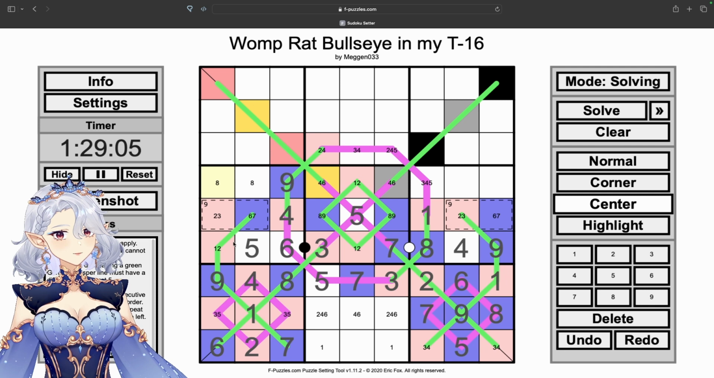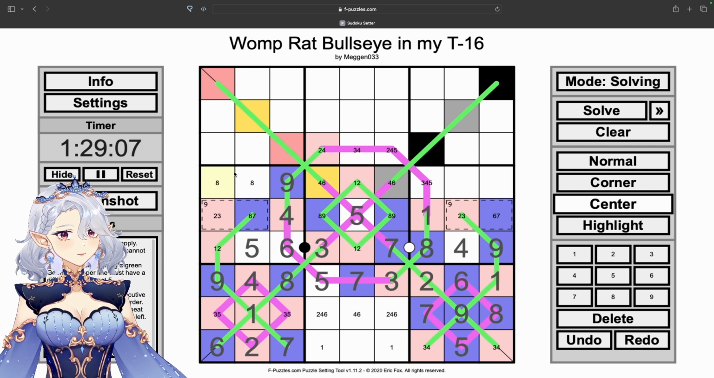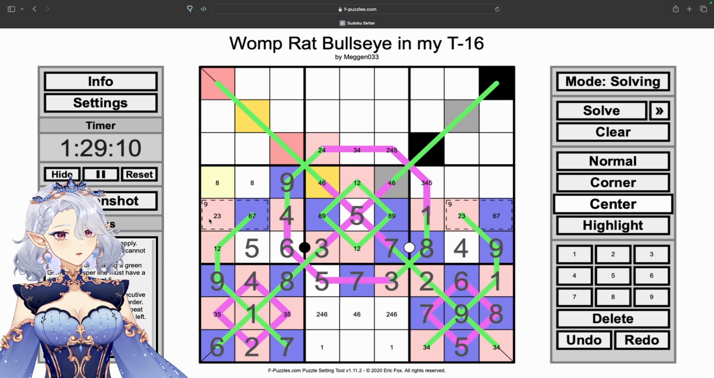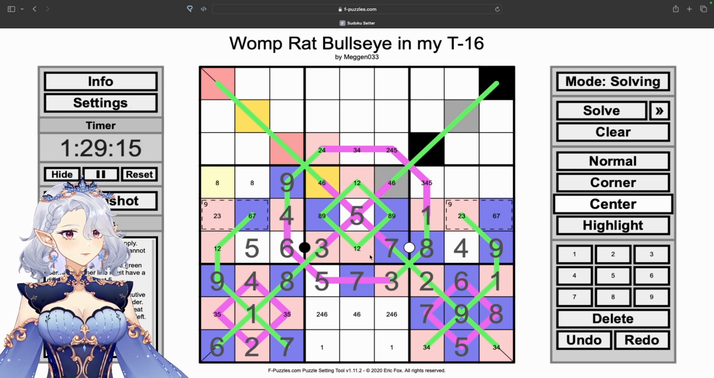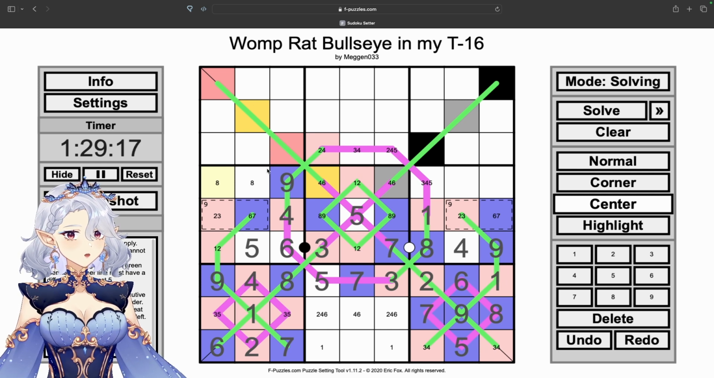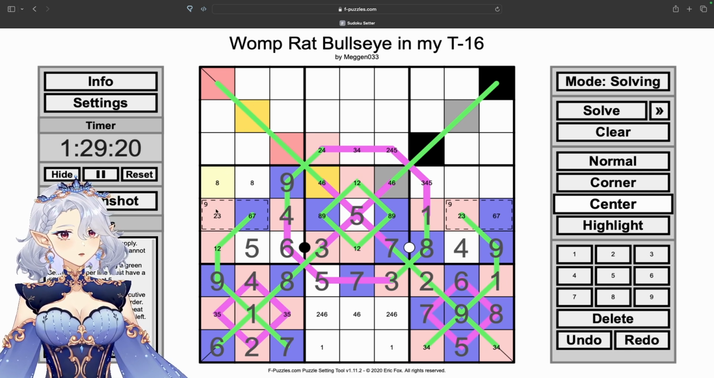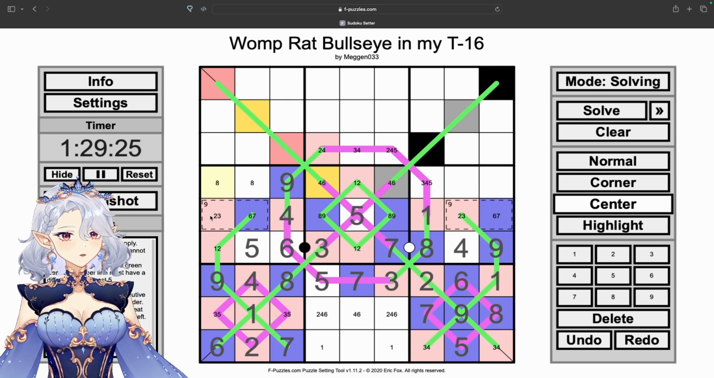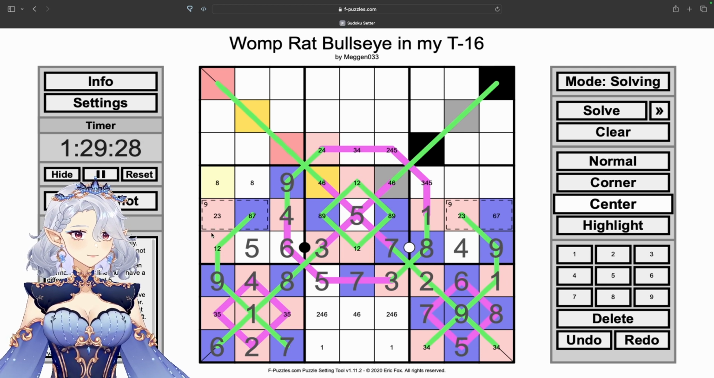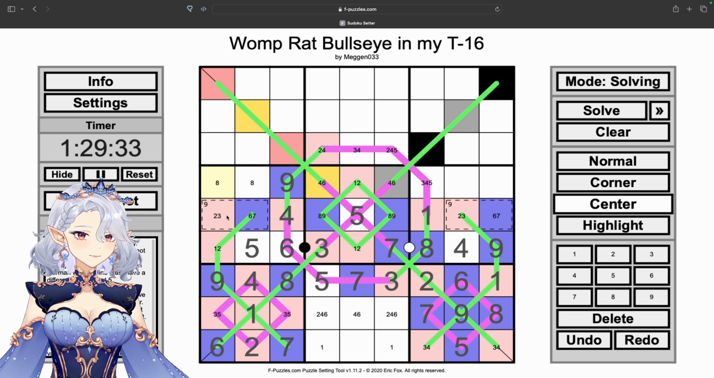But if this is 2, this is 1, this is 2, this is blocked, this is 2. If this is 1, this is 2, this is 1, this could be 2, this could be 3. So it's not a given, if I'm correct. 1, 2, 1, 2, 3, 6, 7 would still work.